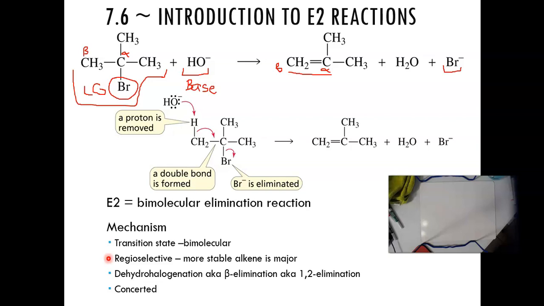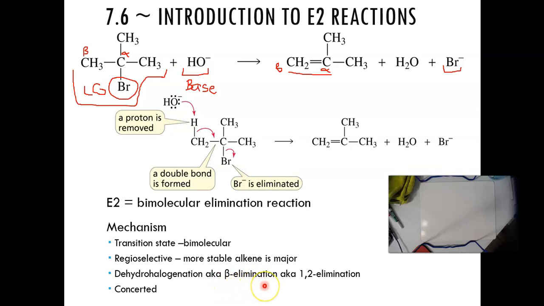E2 reactions have a couple other names. They are also called dehydrohalogenation. The D tells us that we're removing something. The hydro means hydrogen, and halogenation, or halo, is our halogen. So this is saying that in the reaction, we're removing a hydrogen and a halogen.